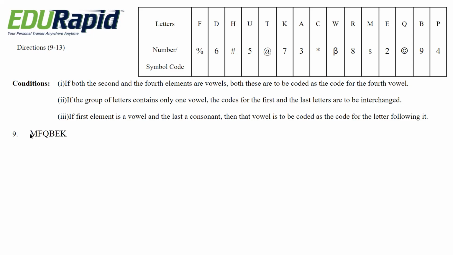Question, it is in this pattern: M, F, Q, B, E, K. Options are: 7% copyright 92 dollar; percentage copyright 927; 7% copyright $29; 7% copyright 927.